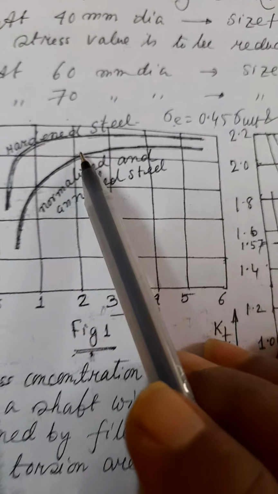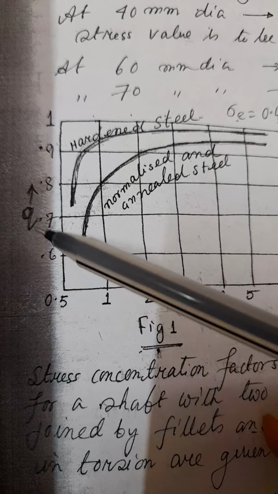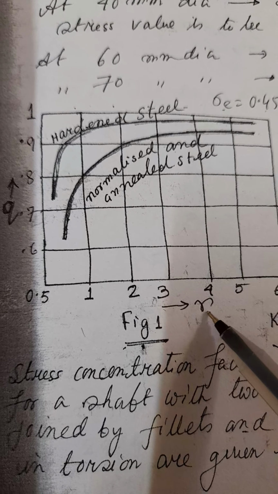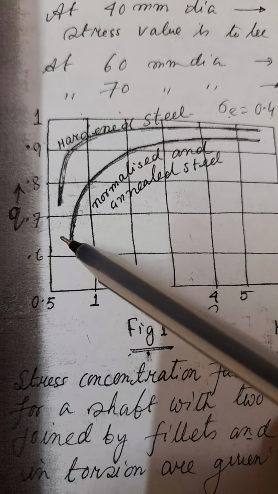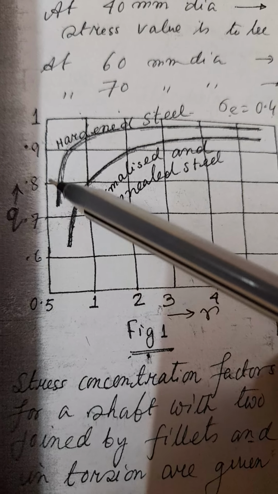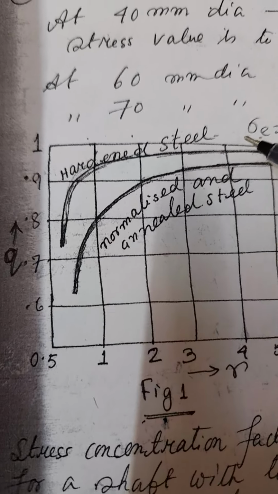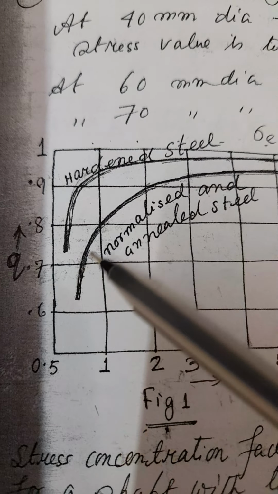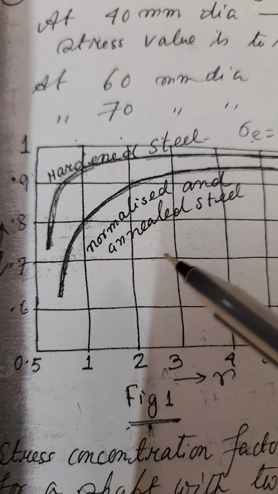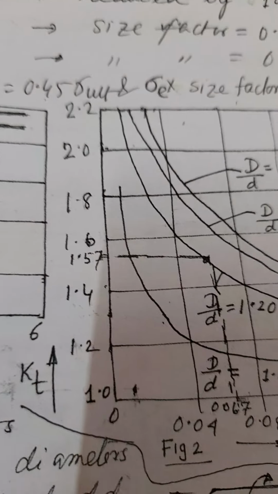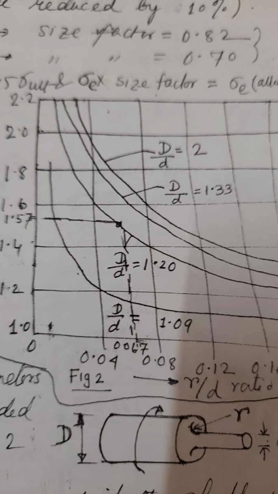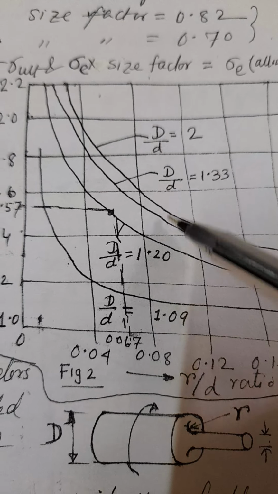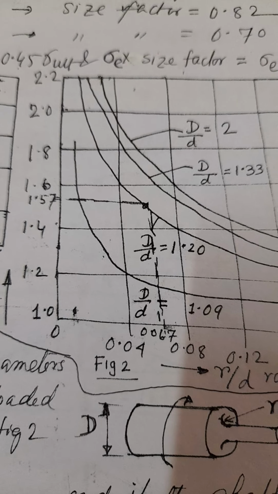Now this is q and this is r. r, I will tell you, is the radius. This is for the hardened steel, and this is for the normalized and annealed steel. And this is the diagram for D by d ratio. I will tell you what is D by d. So these are the diagrams.